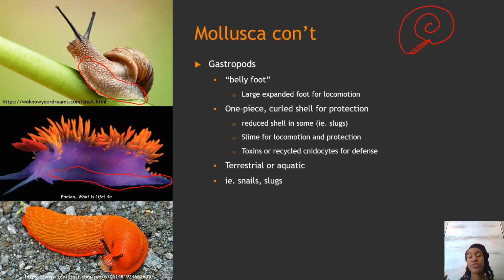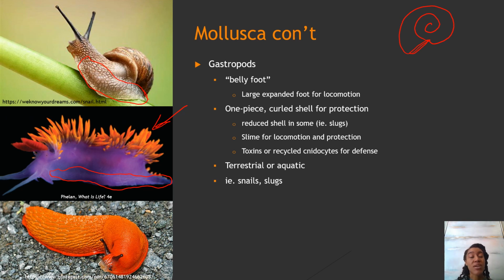Some of them have lost their shell, so slugs are an example. And nudibranchs, they don't have a shell. And then some of them, in order to protect themselves because they have lost their shell, will use recycled toxins from other organisms. So I mentioned that cnidocytes are only made by cnidarians. Well, some of these marine slugs, like this guy here, called nudibranchs, will eat cnidarians. And so when they eat them, they can repurpose their cnidocytes and use them for their own protection.